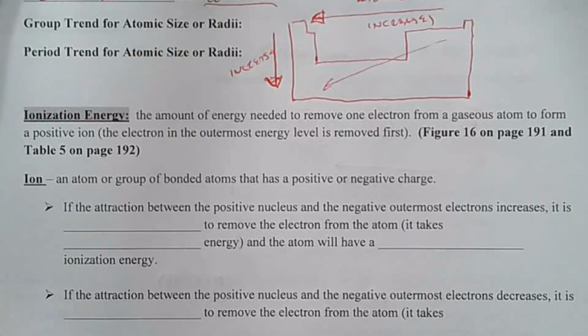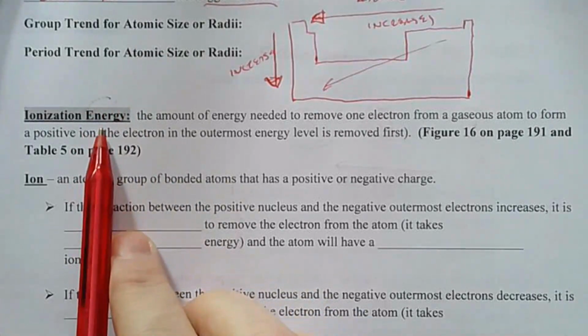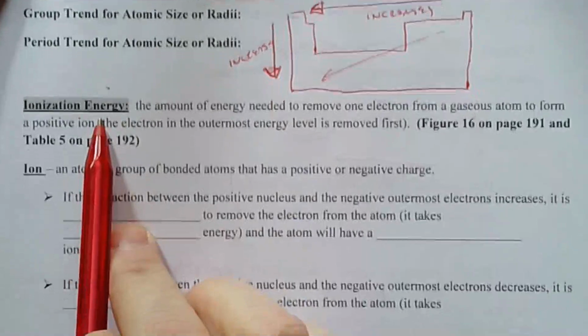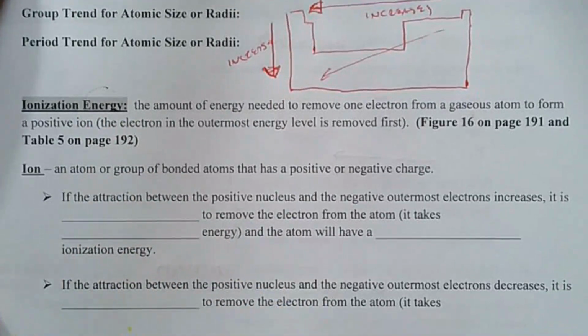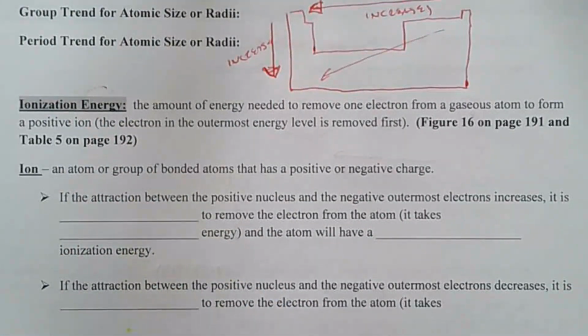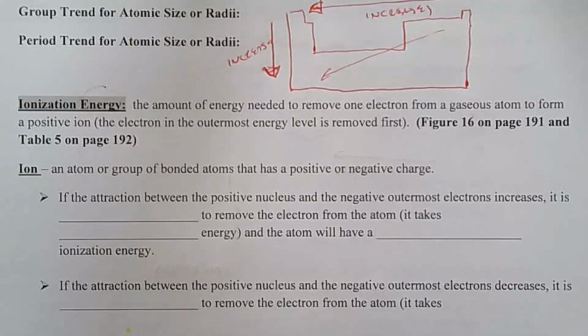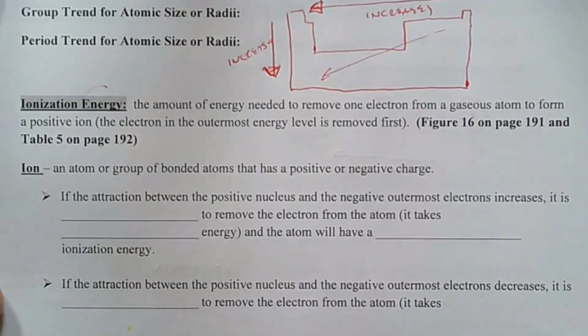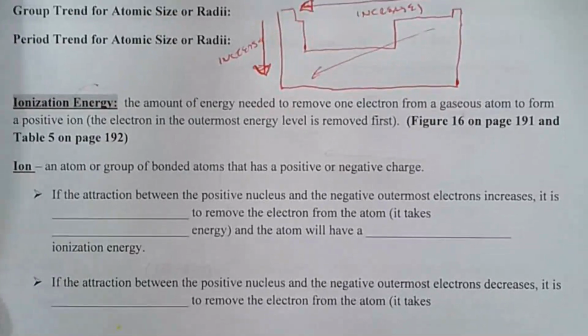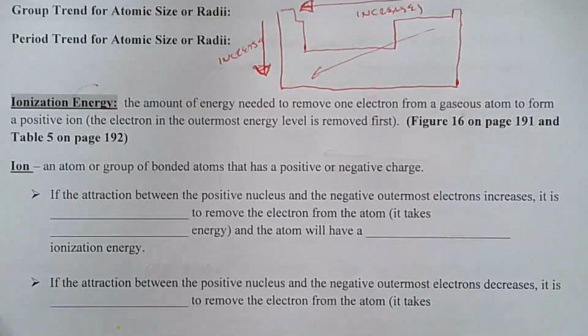Now, hopefully you can understand that this does require energy, because an atom is not going to just willingly give up an electron that it has, because there is a force of attraction between the nucleus and the outermost electron. And once again, if you can understand the force of attraction between the nucleus and its outermost electrons, that will tell you the trend for ionization energy.